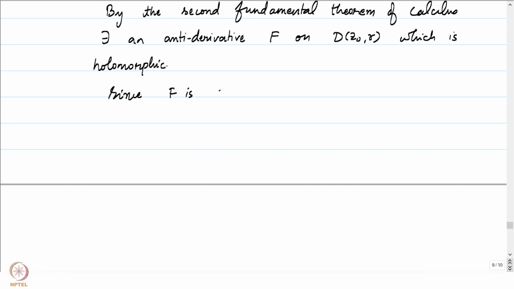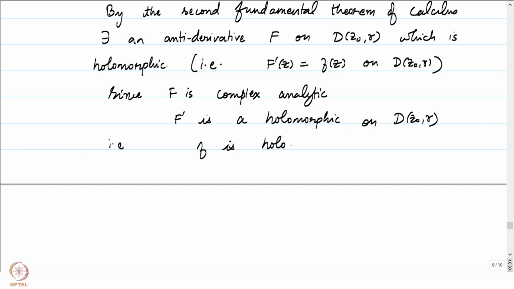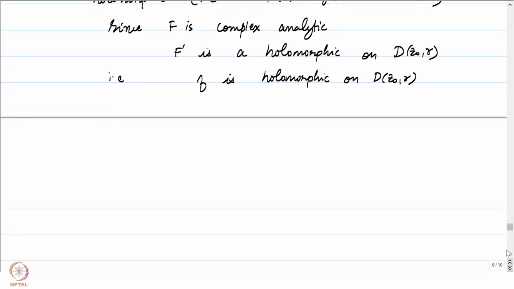Since F is complex analytic, F prime of z is going to satisfy F prime of z is equal to small f of z on dz0r. F prime is a holomorphic function is what we get to conclude on dz0r, i.e. small f is holomorphic on dz0r. Then the choice of z0 was arbitrary, which means that f is holomorphic on omega.